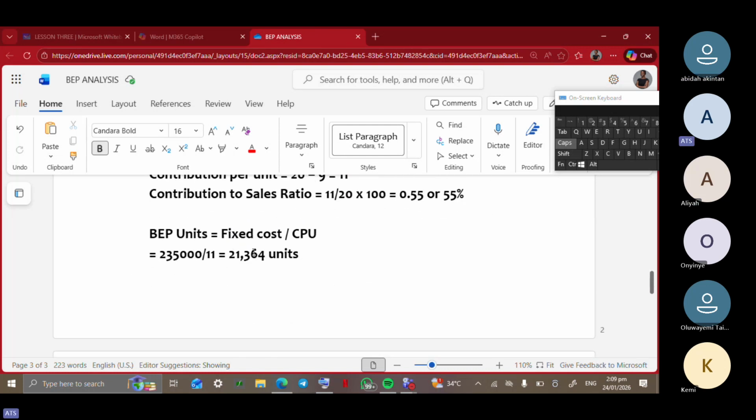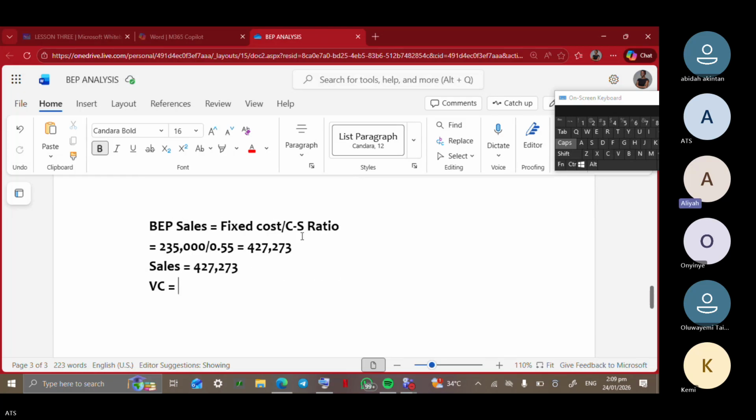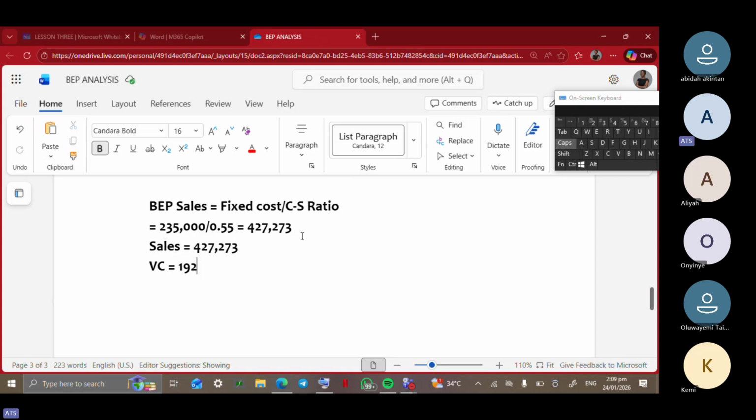9 naira. So 9 times this number of units is what? 9 times 21,364 is 192,276. So what will be your contribution? The selling price minus that. That's 239,997. Is it 239 or 234? Okay, 234,997. Yes.